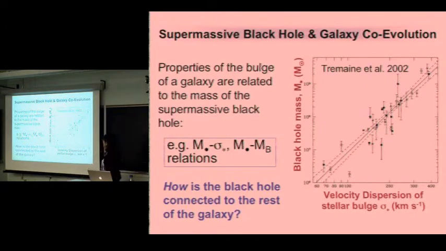But the galaxy and the black hole are either connected simply because they're assembled at the same time, so they undergo the same cosmological history. But it's also possible that the two are interacting with one another through AGN feedback. So AGN feedback is potentially providing the link between the growth of the galaxy and the growth of the black hole.